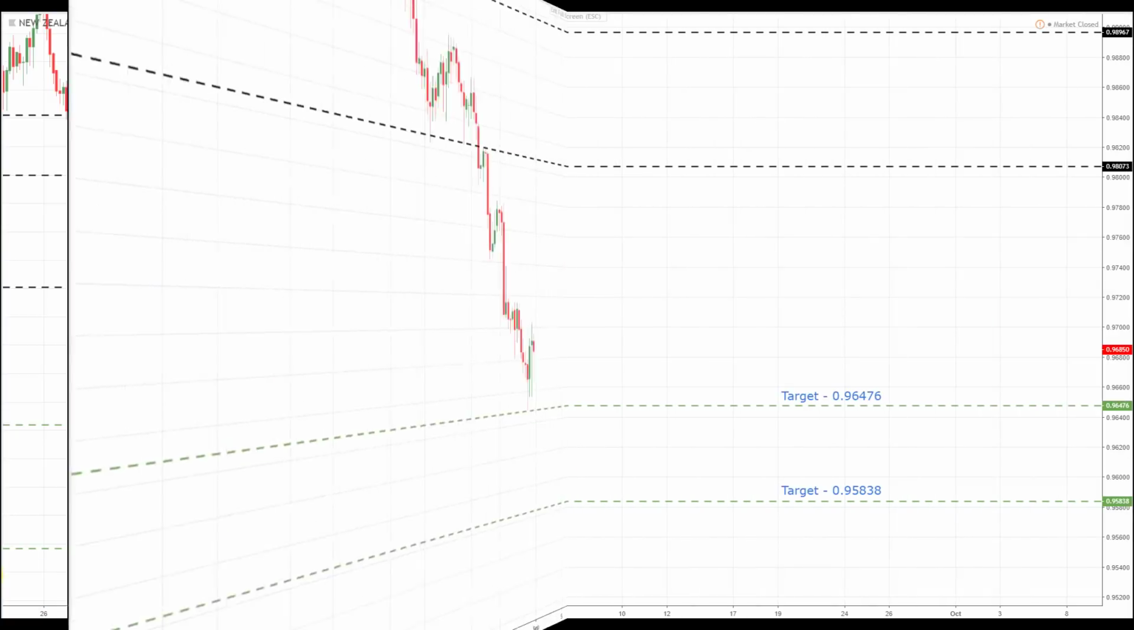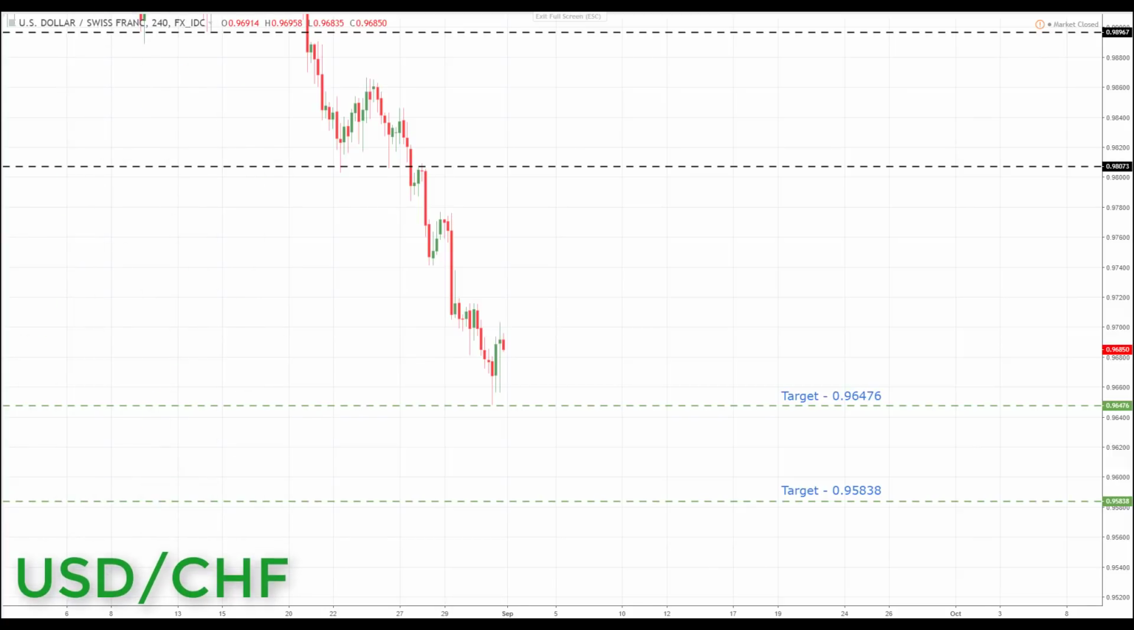So the next pair we're going to look at is the US dollar Swiss franc. Now last week we had a really nice move to the downside in the US dollar Swiss franc. We took out both targets to the downside, and in fact this is another pair where we show you in the course how we traded this successfully last week and how if you'd followed the 10 rules outlined in the course you could also have taken this trade. So this was a great move last week.